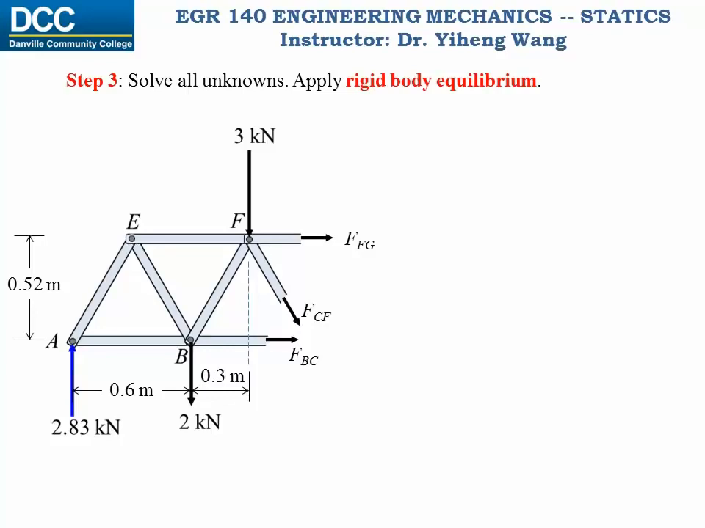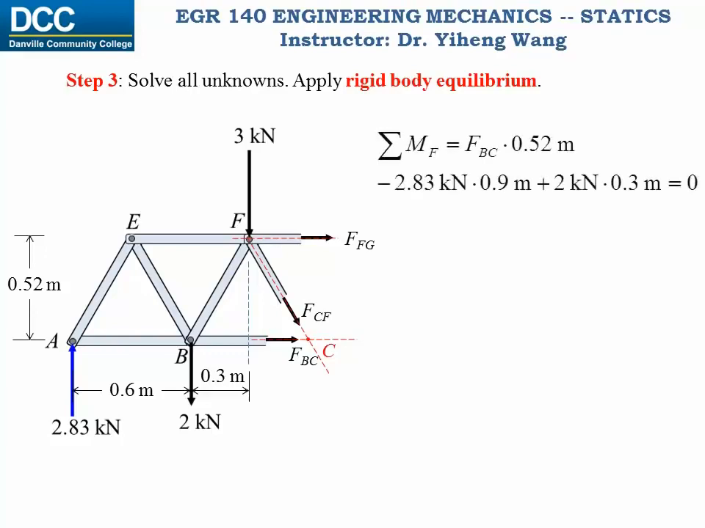We start with a free body diagram of the left segment, and since we have already solved for the support reaction at point A, we have only 3 unknowns, FBC, FCF, and FFG, and we can write 3 equilibrium equations. Remember, normally we would write 2 force equations and 1 moment equation. However, note how force BC and force CF are concurrent, and force CF and force FG are also concurrent. Therefore, it will be convenient to write 2 moment equilibrium equations about point C and point F.